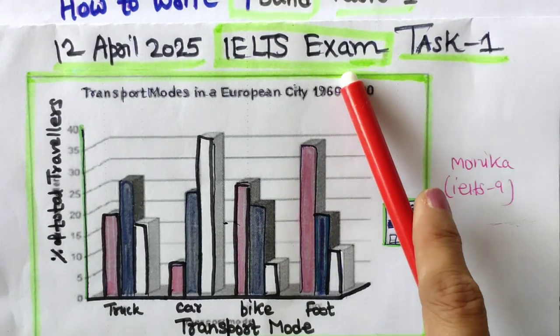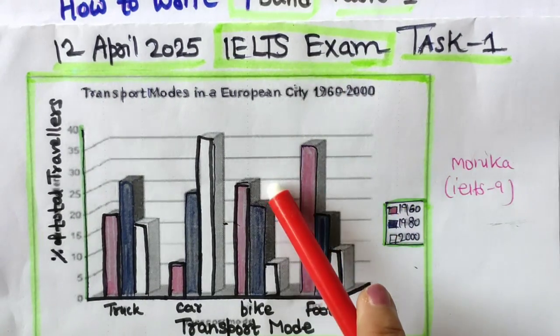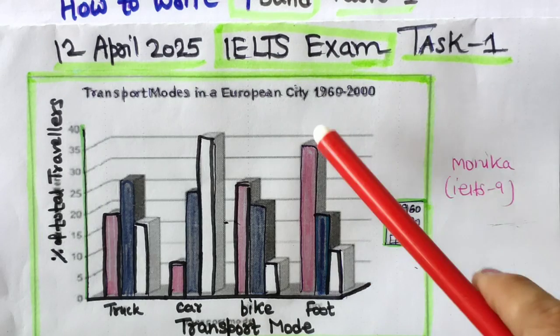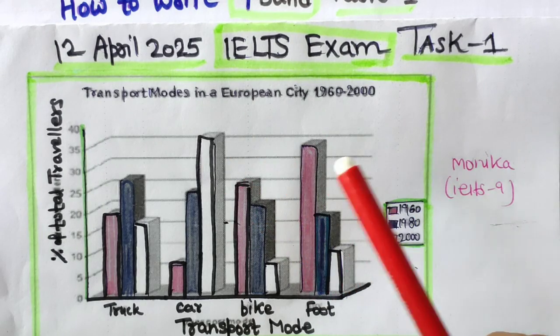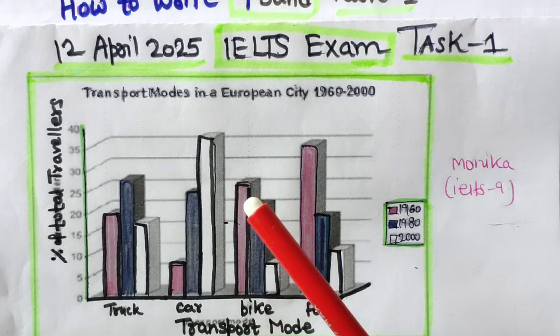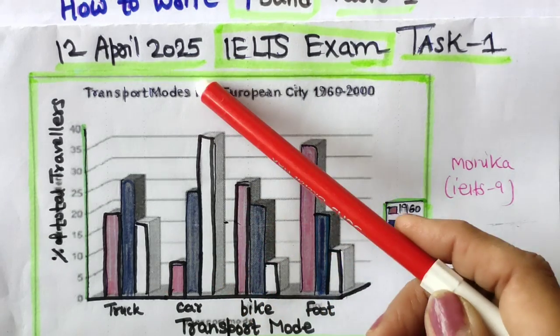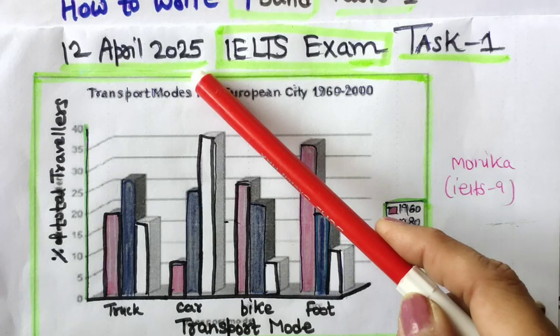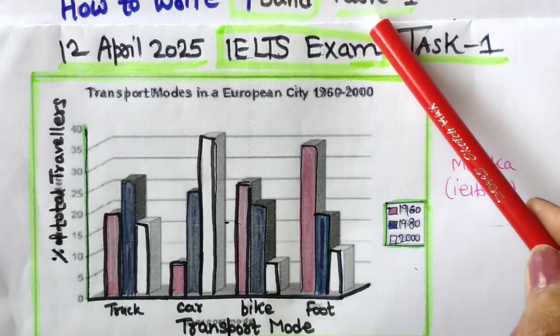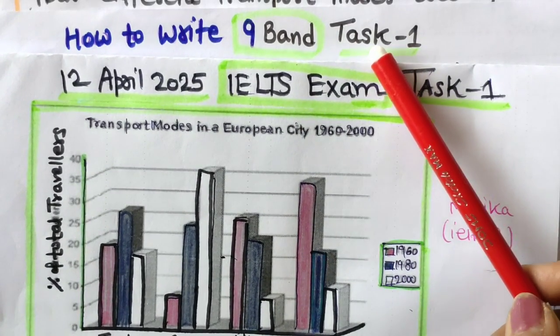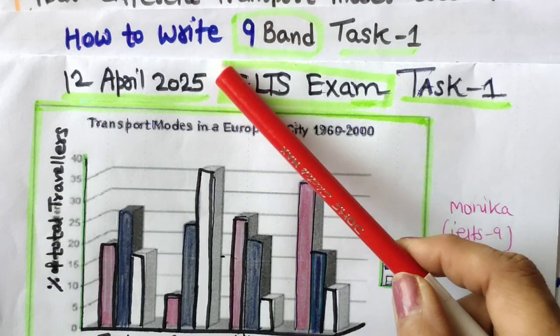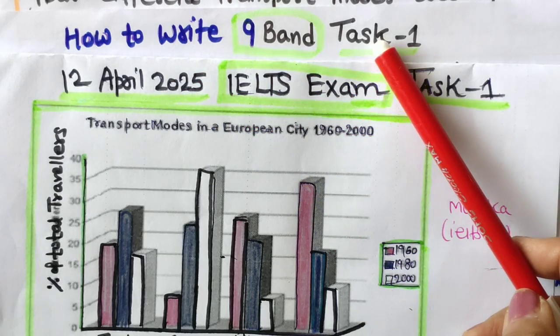Till the time I am giving introduction of this video, please recognize what kind of bar graph this is, whether it is vertical, horizontal or column or stacked bar graph. I am giving you vocabulary also, and this question was part of the 12th April 2025 IELTS exam, and definitely I'm going to discuss here how to write a 9 band writing task 1 essay.